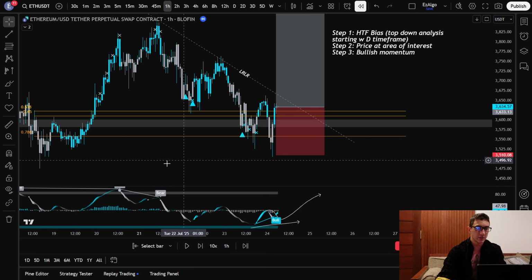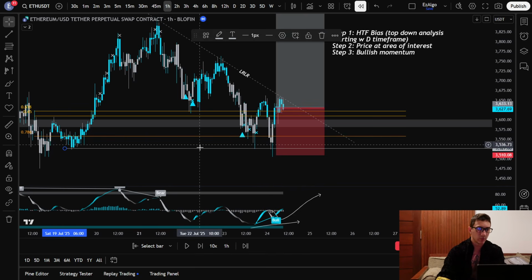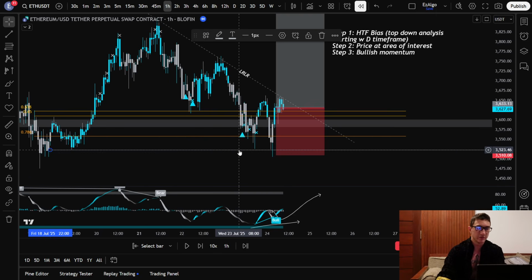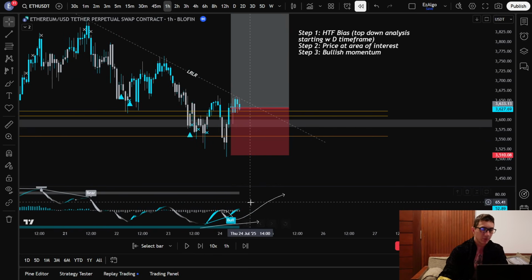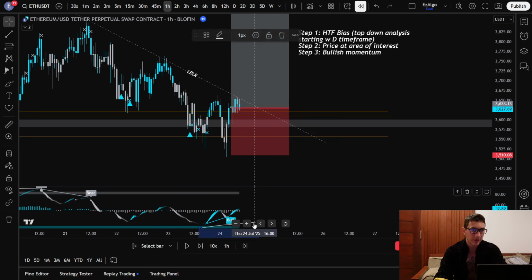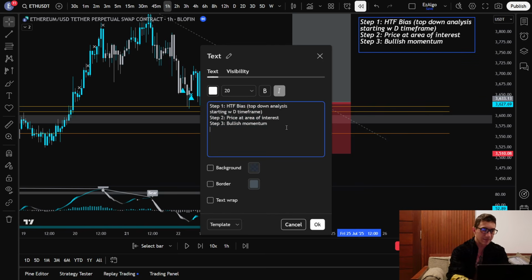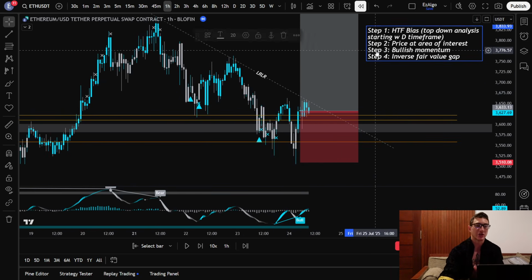Okay, boom. We can see we saw a sweep of these lows: sweep number one and sweep number two. So a sweep of two sets of liquidity here, strong bullish candle. And finally, there we go with our bullish divergence. And step number four is we have an inverse fair value gap. This confirms our manipulation model, and this is how we actually enter the trade.